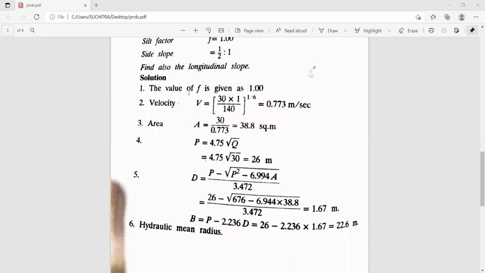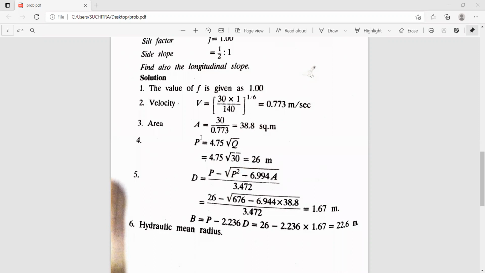Here, the value of F is given as 1. So directly, you can calculate the velocity by using the equation V is equal to (Q F squared divided by 140) to the power of 1/6. Here Q is 30 and F is 1. Thereby we get the velocity value as 0.773 meters per second. Now once you find the velocity, calculate the area of cross-section required, that is Q divided by V.